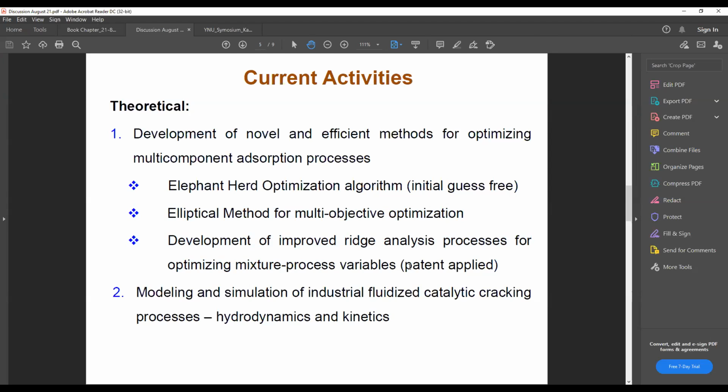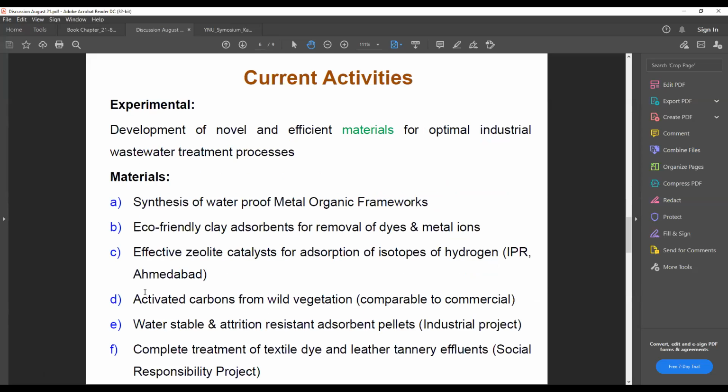I recently stumbled into the exciting area of industrial fluidized catalytic cracking. I thought it was a saturated field, but I was pleasantly surprised to see how much work is still possible in this excellent area, and we have recently published a paper on this topic. And we are also on the experimental front. We are developing efficient materials for optimal industrial wastewater treatment.